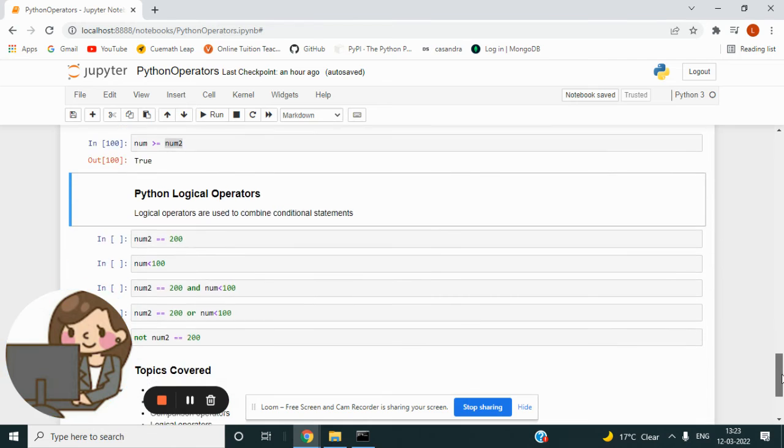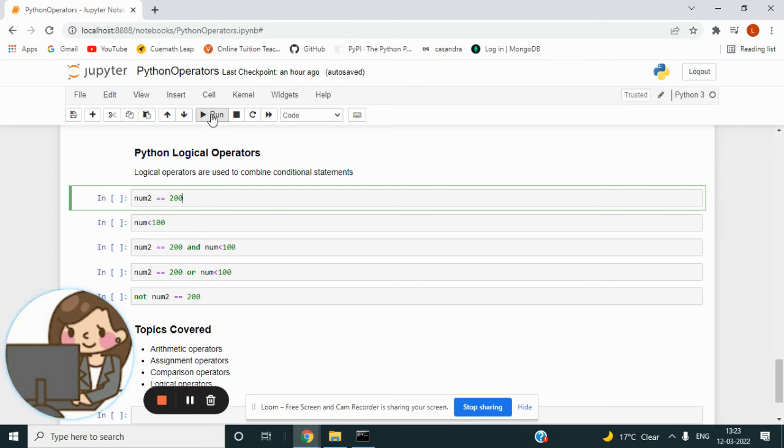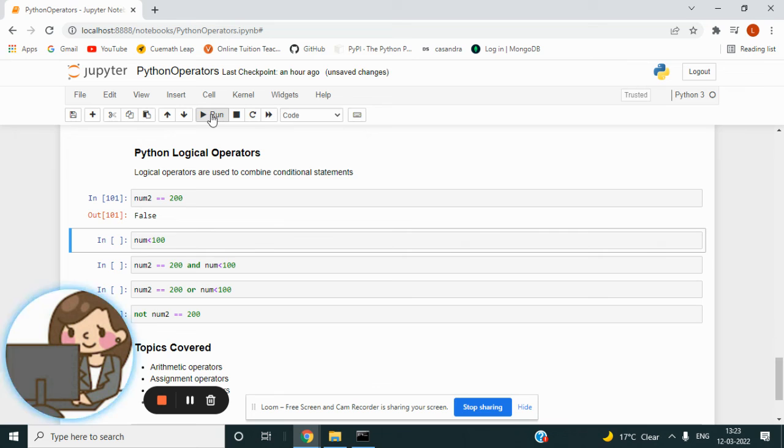Now let's move on to logical operators. Logical operators are mainly used to compare two conditional statements. When we want to compare two conditional statements, we use logical operators. Here we already have num2 and num as 0. So num2 equal to 200, what will be the output? The output will be false. Num less than 100, yes, since num is 0, it is less than 100, so it is true.